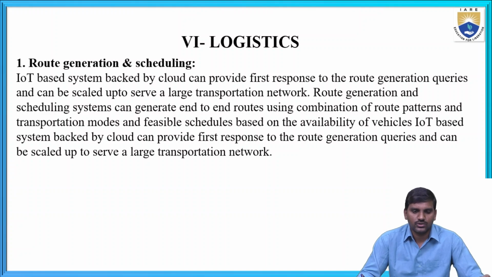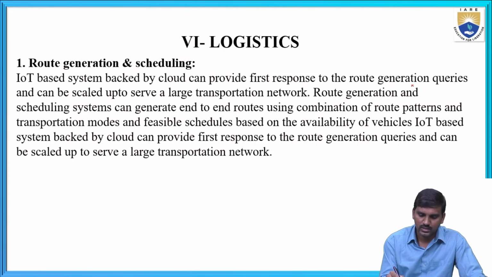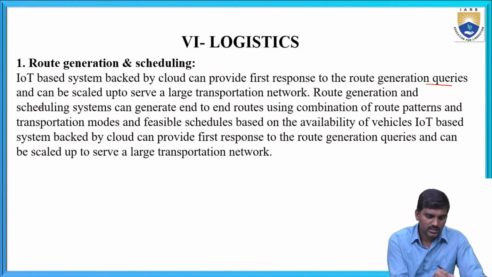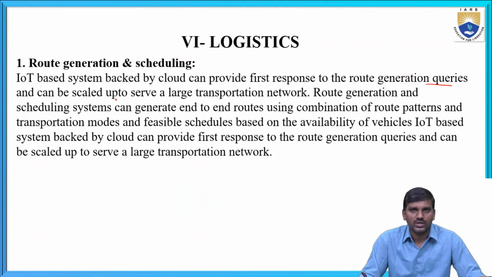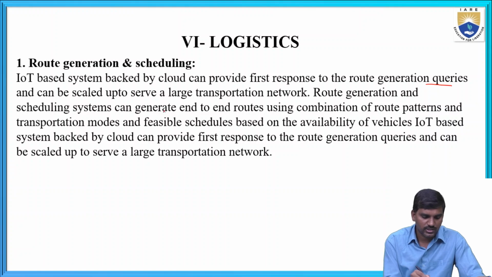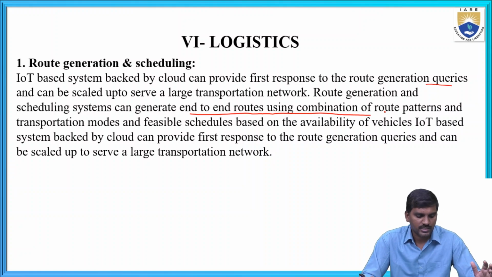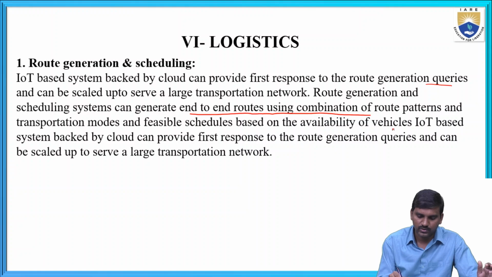The route generation and scheduling system is backed by cloud and can provide first response to the route generation queries that can be scaled up to survey a large transportation network. The system can generate end-to-end routes using a combination of route patterns and transportation modes, and feasible schedules based on the availability of vehicles.